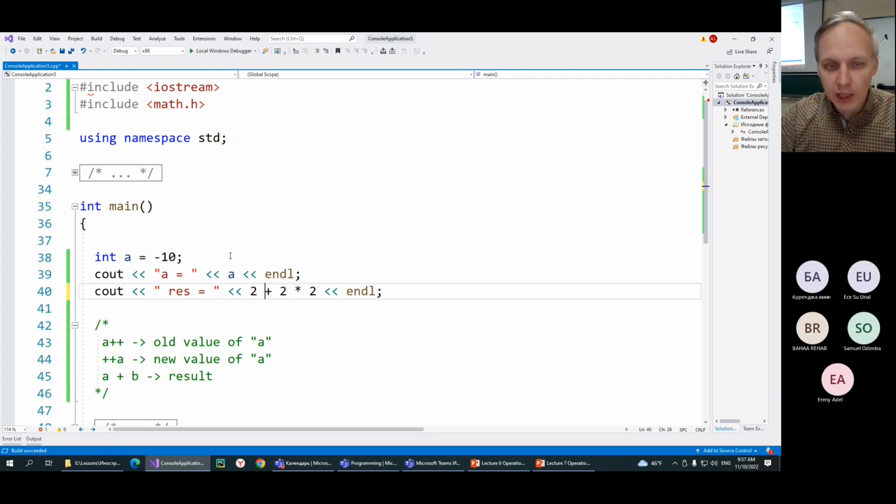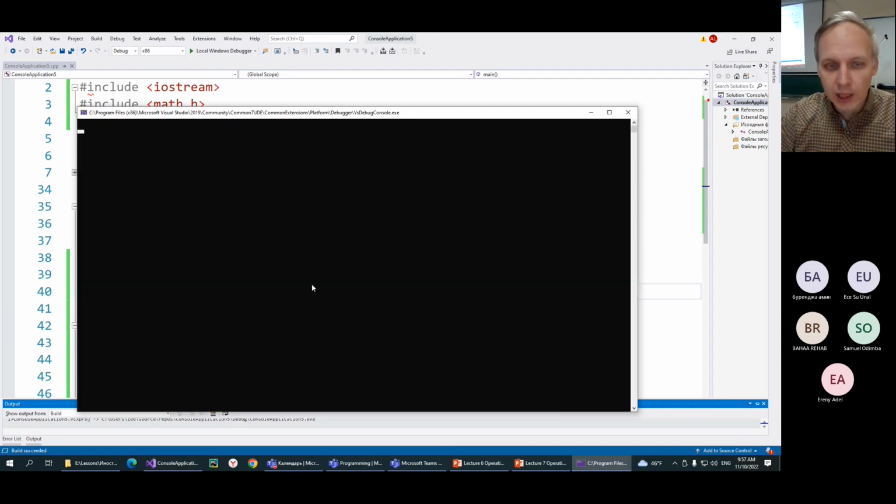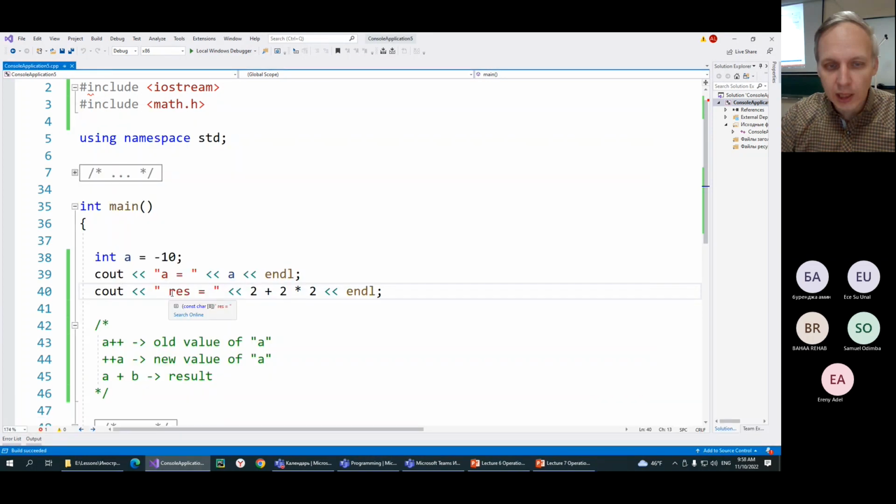8? Wrong. 2 plus 2 times 2. What will be the result? 6, of course, because the priority of multiplication is greater than the priority of addition. So this operation will be carried out first, and only after that will addition be carried out.